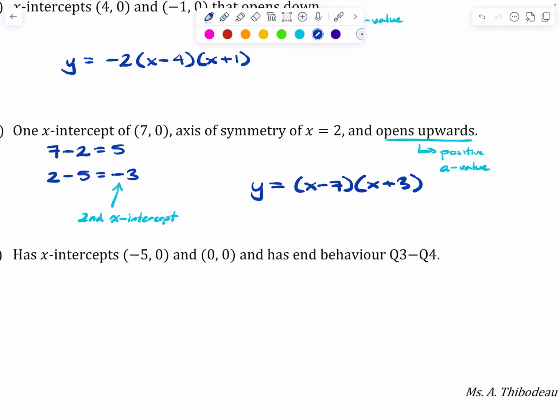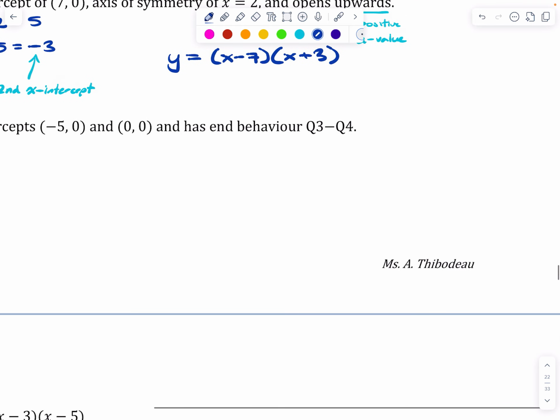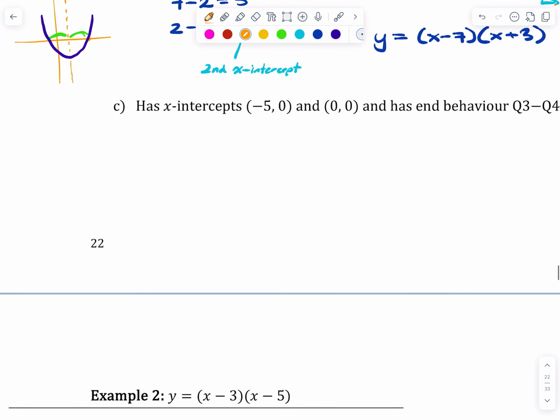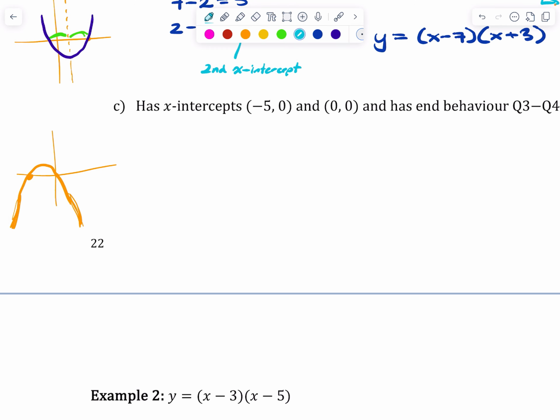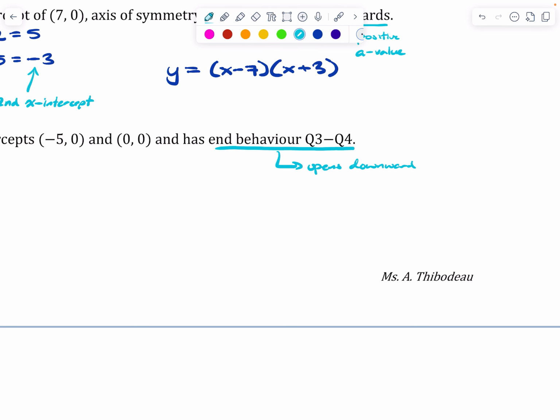Last one says has end behavior Q3 to Q4. Again, you can picture this if you want. Has x-intercepts at a couple places, and Q3 we have to finish down here, and Q4 we have to finish down on the right. So this is the quadratic we're looking at. We can see that it has to open down. Which means that there's a negative a value.